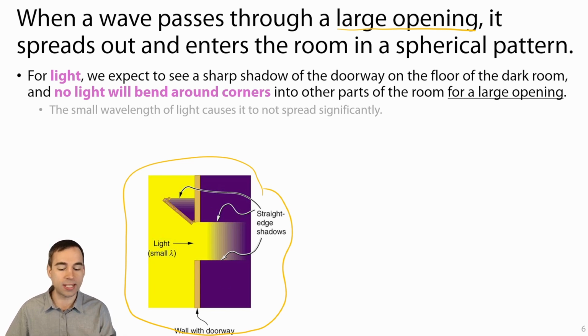But we don't actually see that. For light, we end up seeing a sharp shadow, just like a spotlight shining through only where the opening is. So we would say that no light will bend around the corners for this large opening. And that's a little bit different than sound.